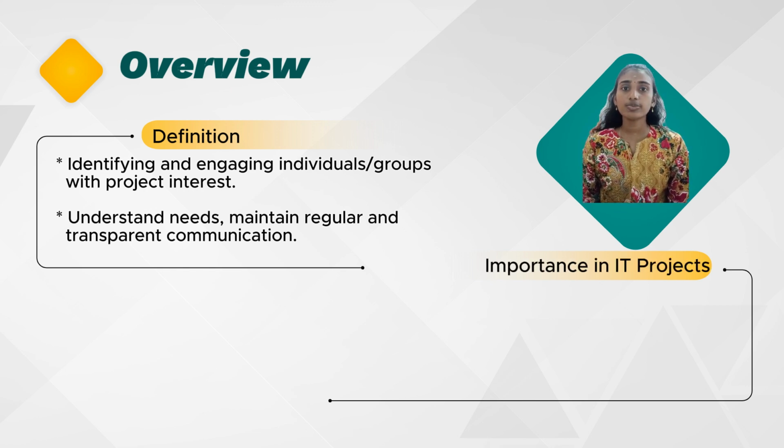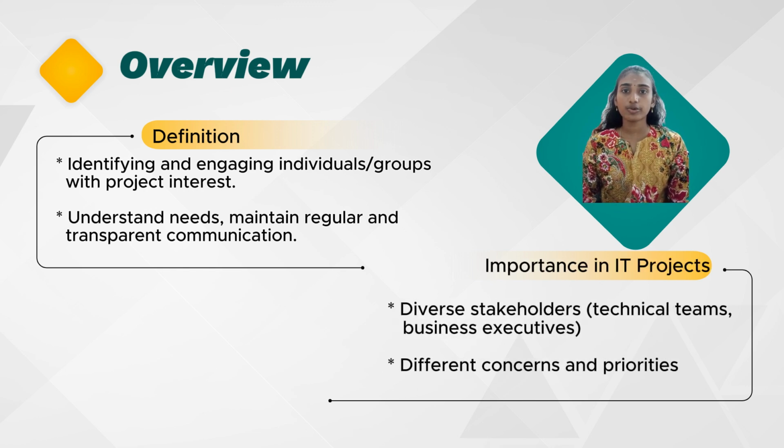In IT projects, this is especially important because these projects often involve a wide range of stakeholders, for example, from technical teams to business executives, with different concerns and priorities. Effective stakeholder communication ensures that everyone is on the same page, which helps in building trust, avoiding misunderstanding and facilitating smoother project execution.